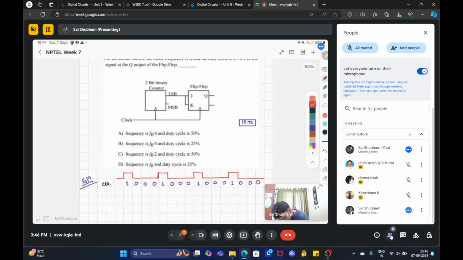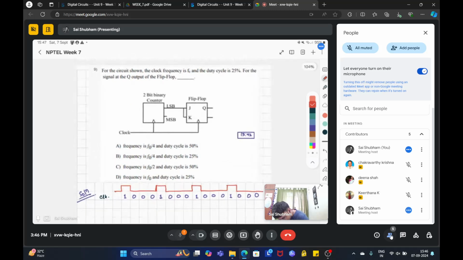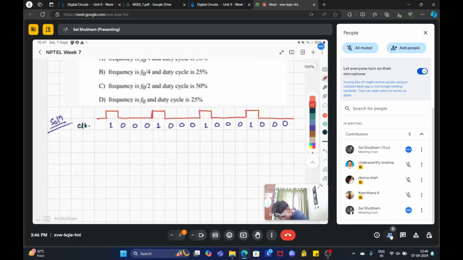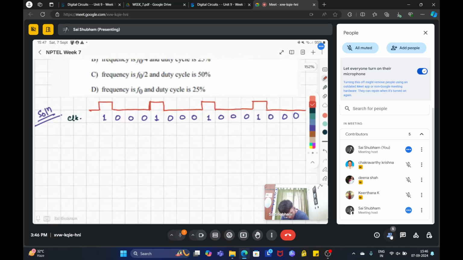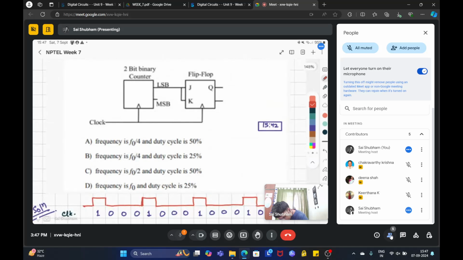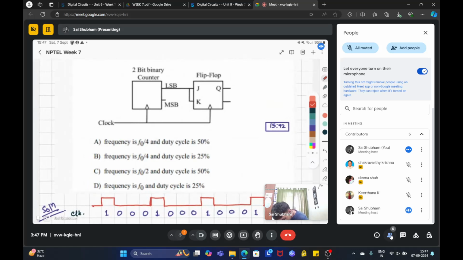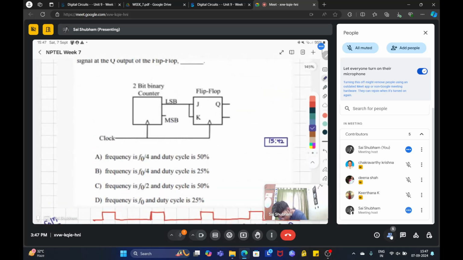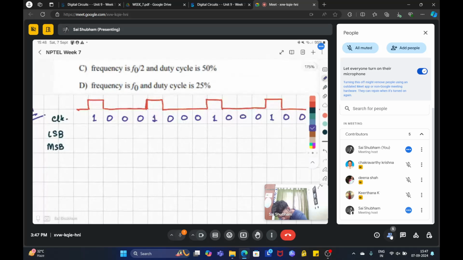So this is the input clock. Duty cycle is 25%. Okay. Now this input clock is fed to a 2-bit binary counter. Okay. So we have LSB, MSB. So whenever the clock is 1, MSB is high. I will show you. It's something like this.